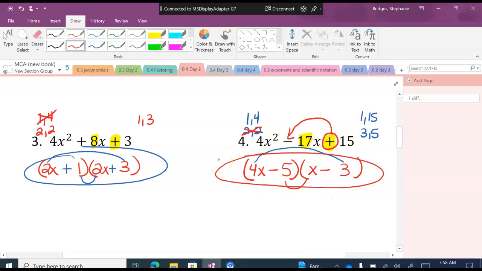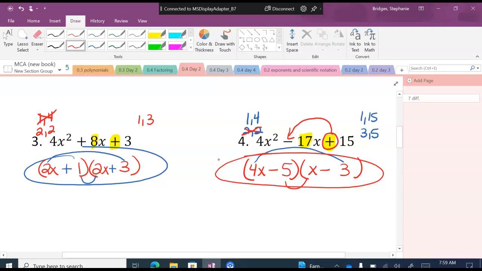Again, I don't care if you do it the way that I'm showing you or if you do it the cloud method. Whatever you're more comfortable with. I would just say, with that cloud method, make sure that you always look for a GCF first, because if it has one, the cloud method is going to divide that out and you're going to lose it as part of your answer.